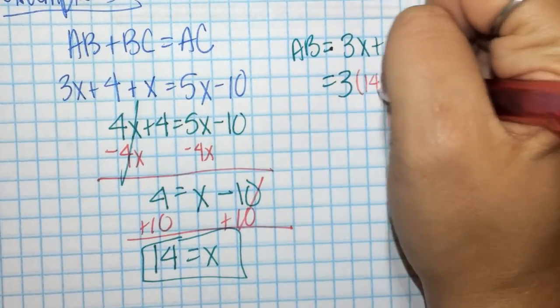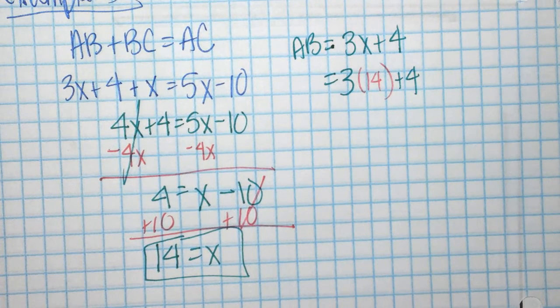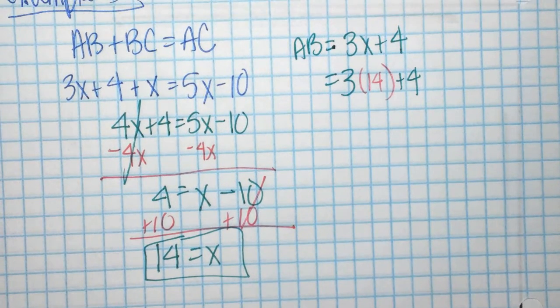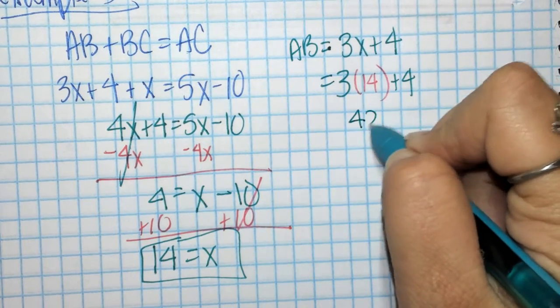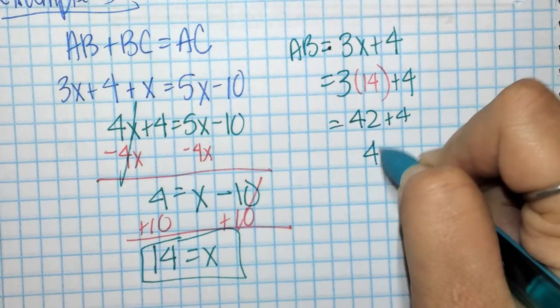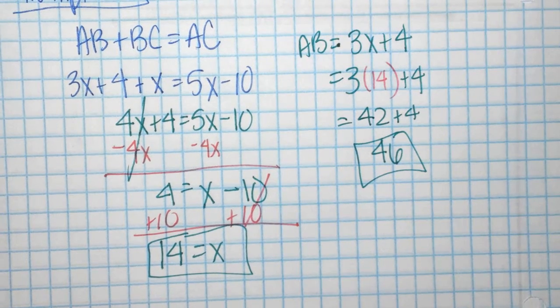So we're going to do 3 times 14 plus 4. What's 3 times 14? 3 times 14 is 42. And 42 plus 4 is 46. And we're done. See, you do all this to get that one little number. That's algebra and geometry. I told you at the beginning it was applying algebra to shapes, so that's what we did.